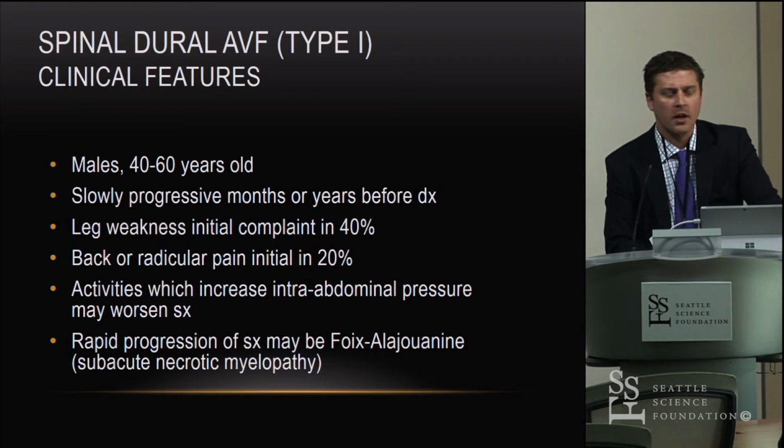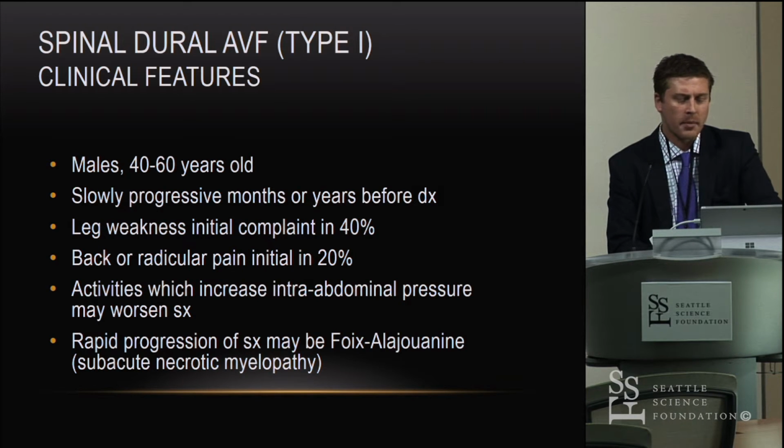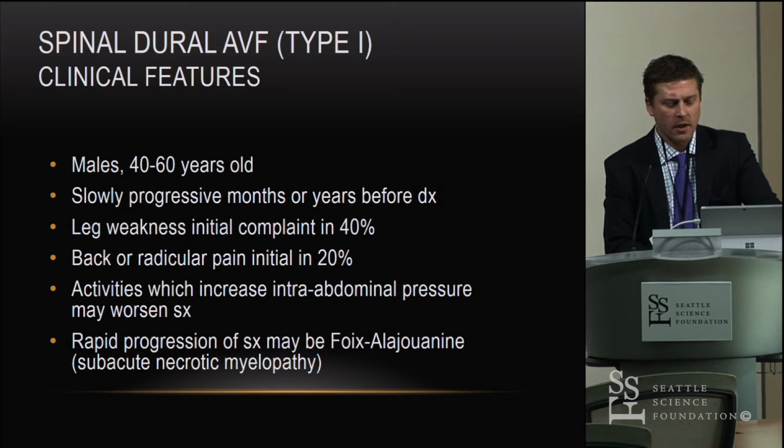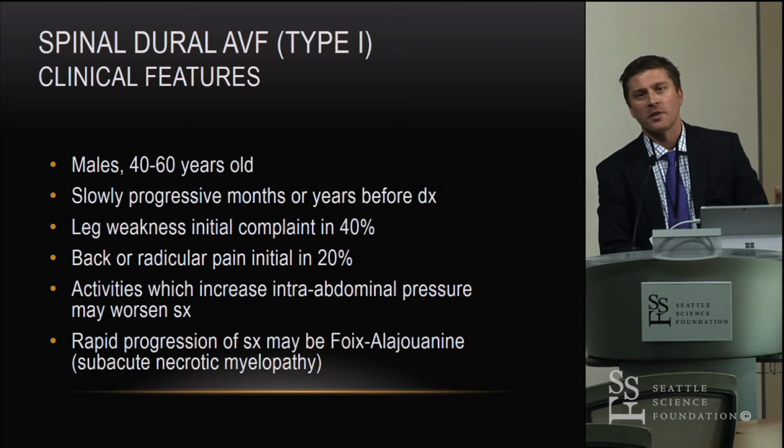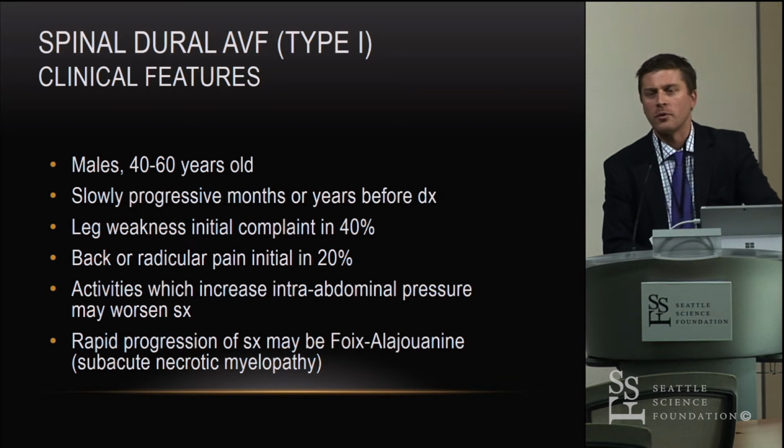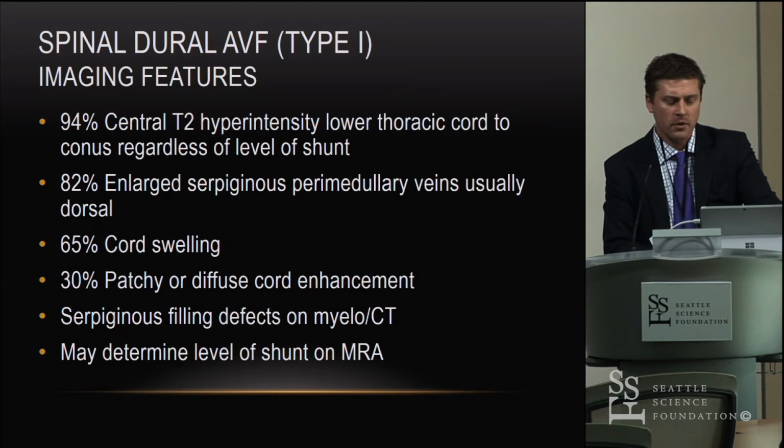The features, this is kind of a classic 40 to 60-year-old male. It's a slowly progressive lesion. They get leg weakness. Then they can get incontinence of urine, back or radicular pain. Worst case scenario is the subacute necrotic myelopathy. But this is also really difficult to tease out compared to just spinal stenosis or the routine degenerative spine that you see in the clinic every day. And this is particularly why we often see these patients after they've had a lumbar decompression, because the diagnosis is not made and it's treated as spinal stenosis.